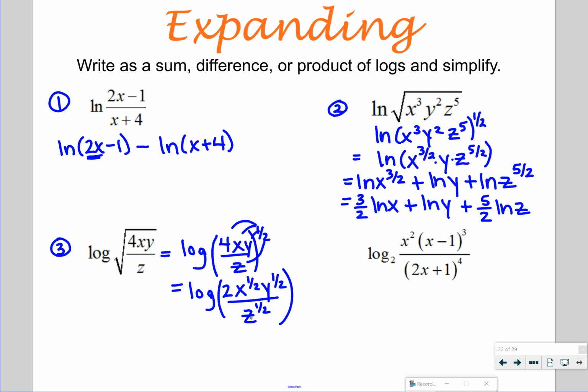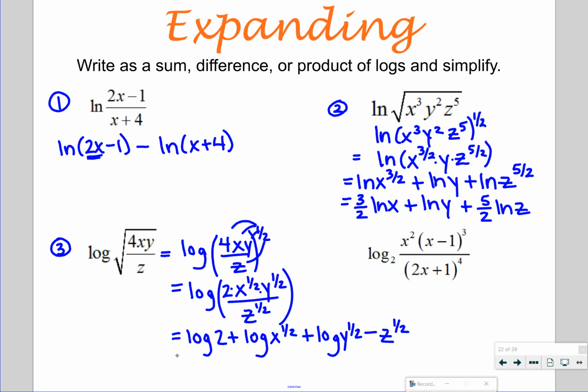Okay, and now I can expand all this. The 2, the x, and the y are all multiplied together, and the z is divided. You can do this all in one step if you want. It's all going to be a log base 10 or a common log here. It's going to be log 2. Multiplication changes to addition. So plus log x to the 1/2 plus log y to the 1/2. And then because I have division now, it's going to be minus log z to the 1/2.